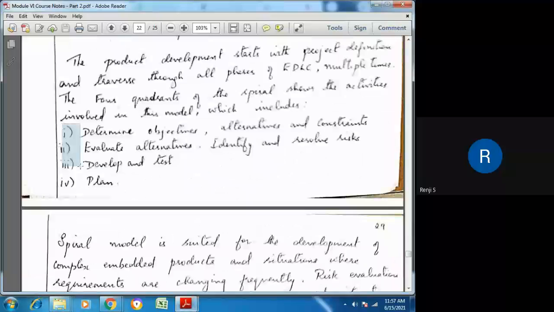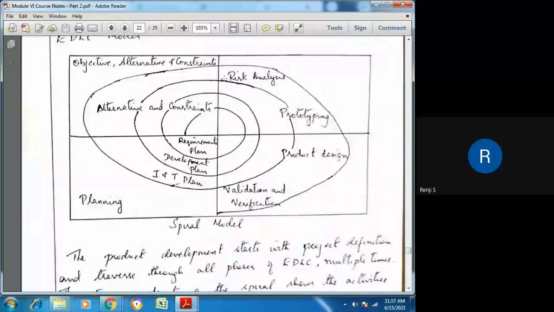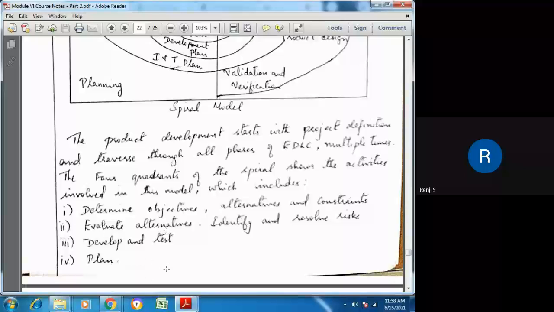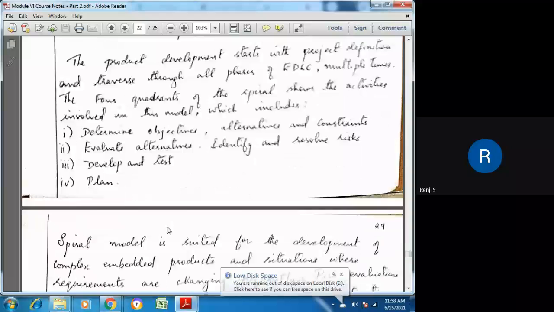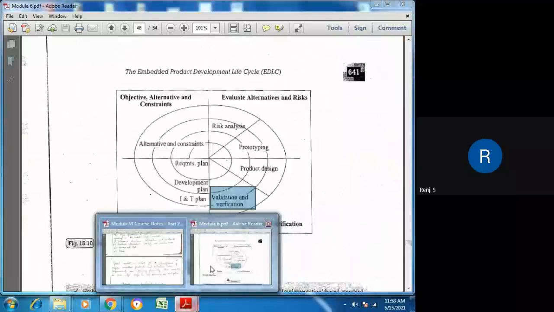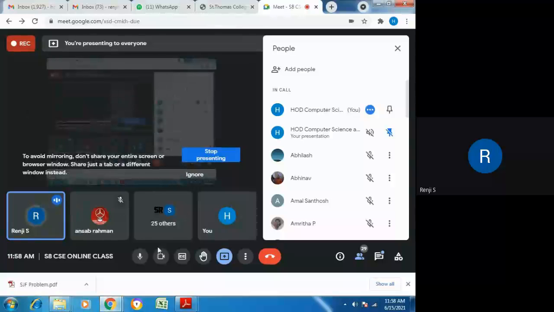The activities that are carried out in the 4 quadrants are listed here. This spiral model is suitable for the development of complex products where requirements change frequently. Risk evaluation is done in every phase, and that is the most important advantage of the spiral model. So if risk factors in a product are very high, developers usually follow the spiral model. So these are the 4 models in which we can implement EDLC phases. EDLC phases can be carried out using these 4 approaches.